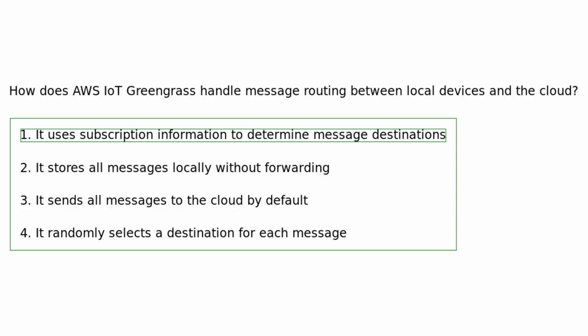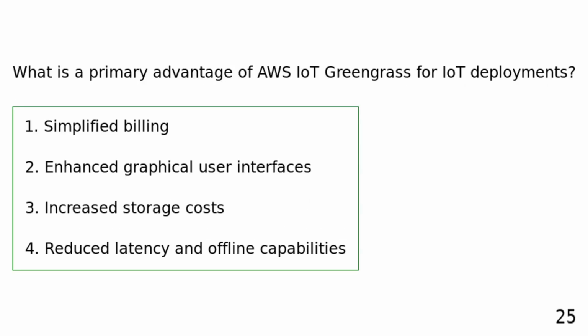AWS IoT Greengrass uses MQTT subscription information to intelligently route messages between local devices and the AWS IoT core in the cloud based on defined rules. What is a primary advantage of AWS IoT Greengrass for IoT deployments? Simplified billing. Enhanced graphical user interfaces. Increased storage costs. Reduced latency and offline capabilities.